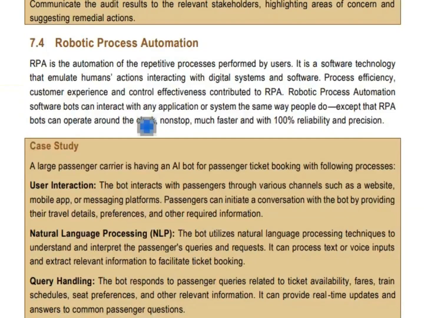For RPA, I will cover it in a separate session because it is a little lengthier. I will cover RPA in a separate video.